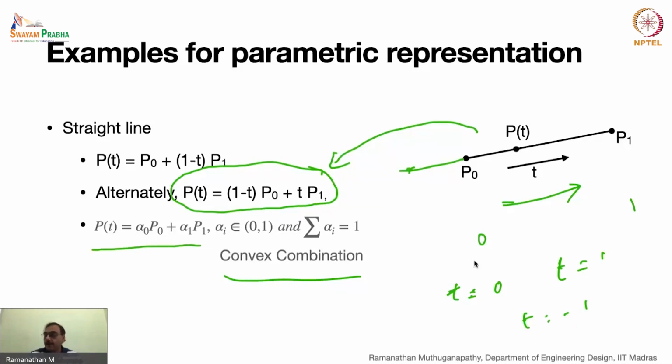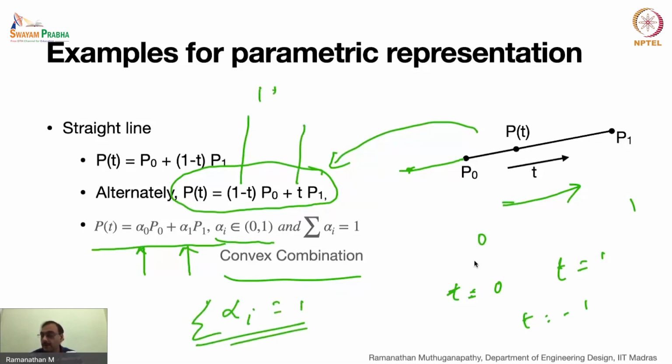I think this is what I may have told. You can see this alpha naught and alpha 1. Okay, and then you can see that alpha i is between 0 and 1 and sigma alpha is equal to 1. Okay, this is another important condition. Here alpha naught is 1 minus t and alpha 1 is t. So you can see 1 minus t plus t, and this summation is equal to 1.